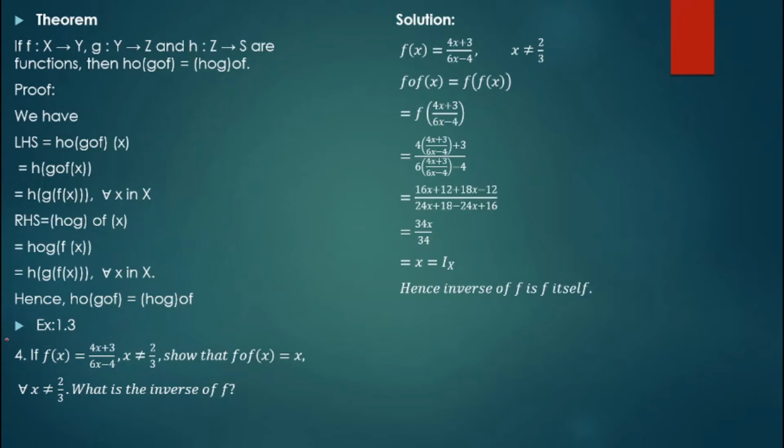Let's begin with exercise 1.3. Till now we have completed 3 questions in the previous video, and from the 4th question we have inverse function based questions. So 4th question: if f of x equal to 4x plus 3 by 6x minus 4, x not equal to 2 by 3. Why x not equal to 2 by 3? Denominator 6x minus 4. If the value of x is 2 by 3, it will become 0. So you all know that, but still show that f o f of x is equal to x for all x not equal to 2 by 3.